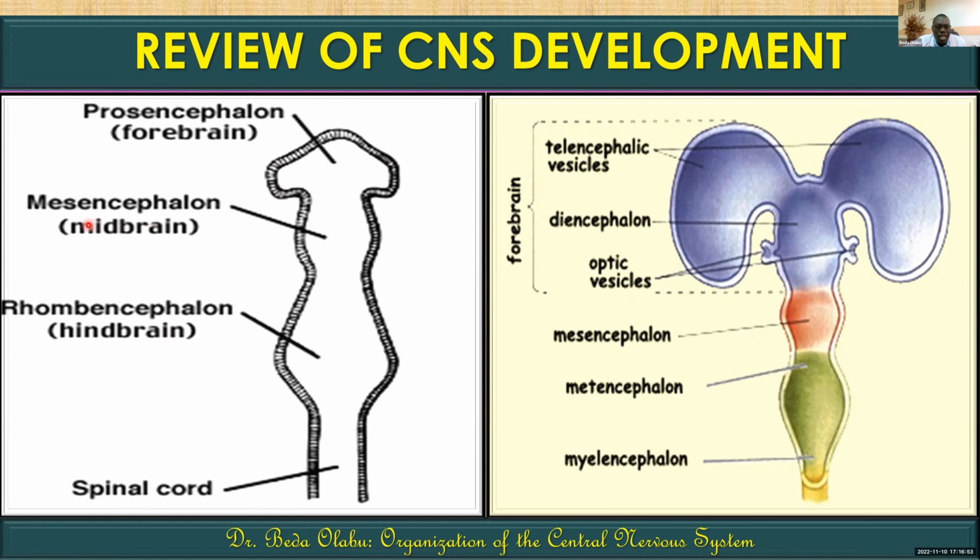The midbrain swelling, mesencephalon, doesn't change. It remains as mesencephalon, so it is both a primary as well as a secondary brain swelling. Then we have rhombencephalon, the hindbrain swelling. This one divides into two. The upper part is called metencephalon, and the lower part is called myelencephalon. Although the walls may segment, the cavity of rhombencephalon does not segment and remains as a single unit. So now we have five secondary brain swellings from the three primary brain swellings.